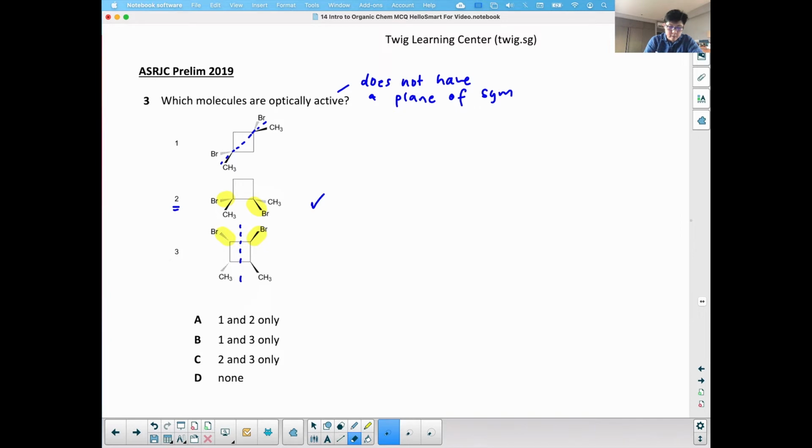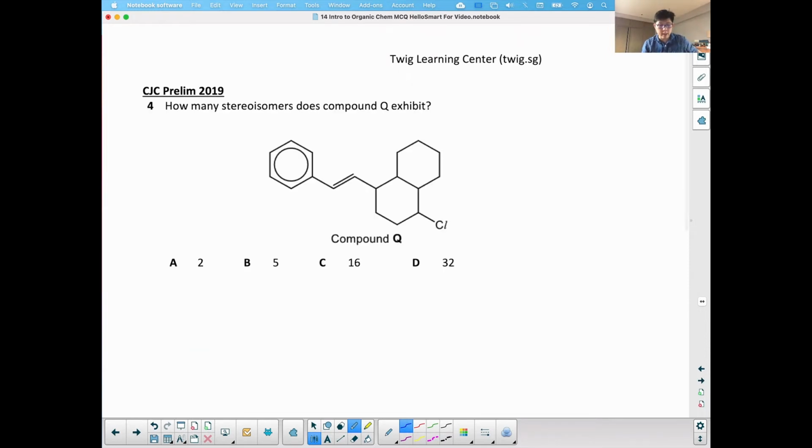All right. So yeah, this molecule will also be optically active. So the answer is 2 and 3. Okay, let's look at question 4.